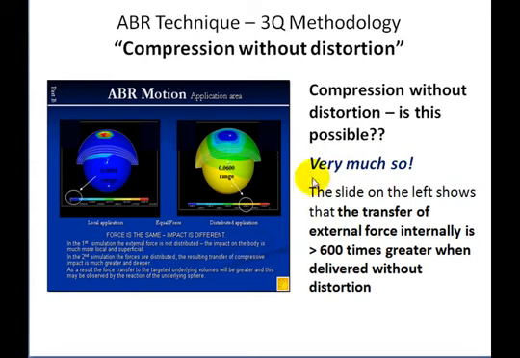And this is a model done with advanced engineering software, which clearly indicates that no matter what magnitude of force is being used, it's the profile of loading which is the key. If the profile of loading is correct, then, as the slide on the left shows, the transfer efficiency of the external force internally is more than 600 times greater when you deliver it without distortion than if you were delivering it with. So that's an amazing figure, isn't it?